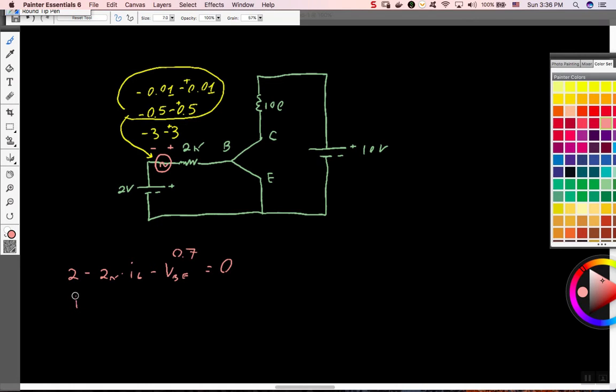And now we have to calculate IB. I'm going to go grab the calculator. One second. Okay, I found the calculator. So let's see what this comes out to be. 1.3 divided by 2000. It's 6.5 10 to the minus 4. So IB equals 6.5 10 to the minus 4.